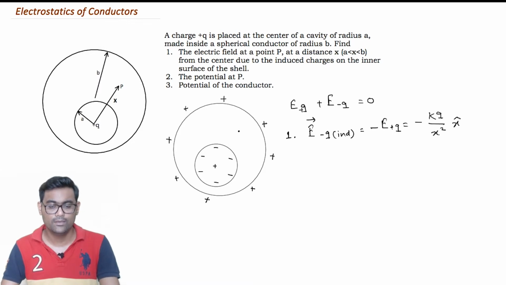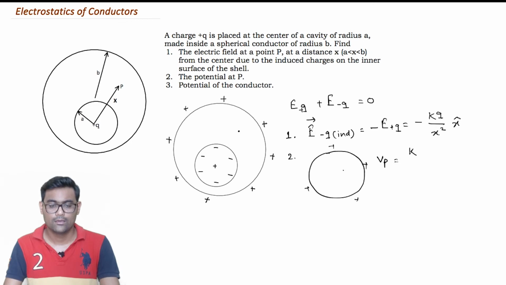And the second question says the potential at P. Similarly, potential at P is not contributed by any charge inside the cavity. The total potential at P due to all the charges inside the cavity including this minus induced charge is 0. So the potential at this point is only due to the outer surface charge distribution. If I only take the outer surface charge distribution, it is a uniformly charged spherical shell, and inside at any point the potential is simply kq divided by the radius of the shell, that is b. So that is the potential at point P, and also this is the potential of the conductor, because the potential of the conductor is the potential of any point inside the conductor, and P is itself a point inside the conductor. So the potential of P and the potential of the conductor are the same.